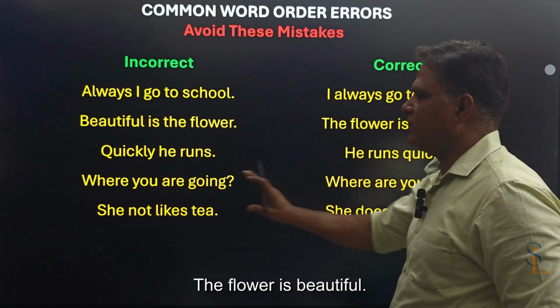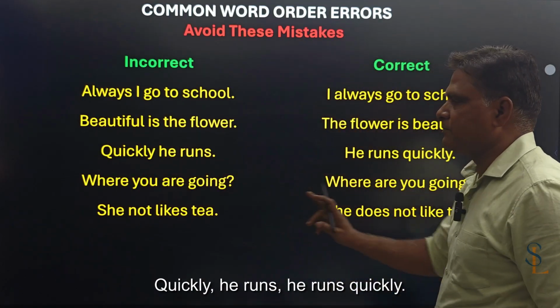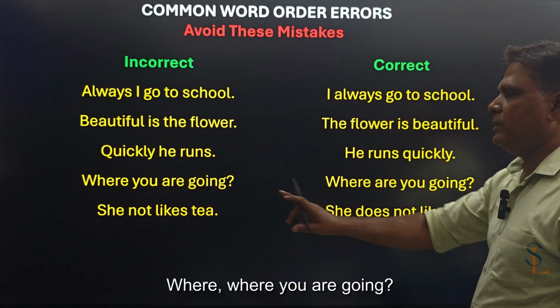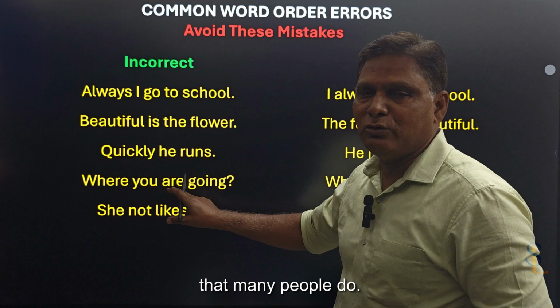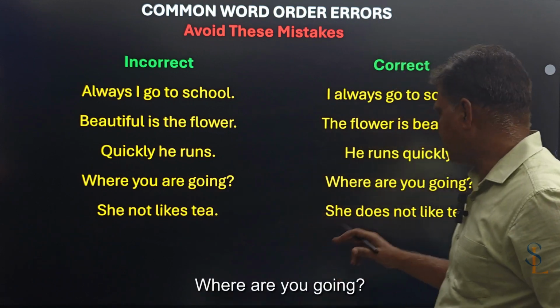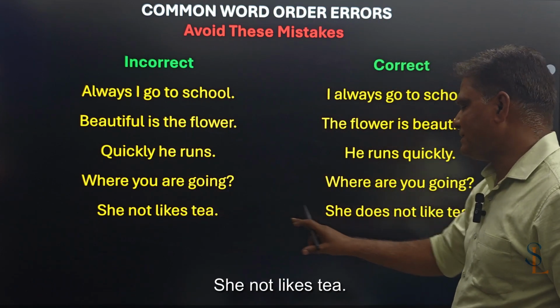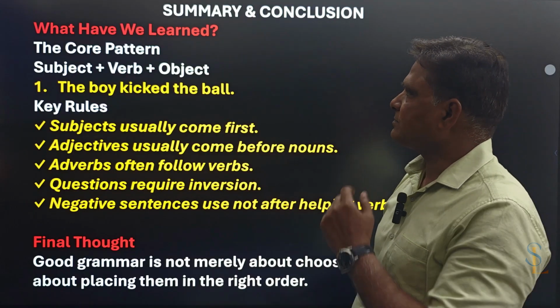The flower is beautiful. Quickly he runs quickly. Where are you going? Where you are going? No, wrong. This is the commonest mistake that many people make. Where you are going? No. Where are you going? That's the proper order. She not likes tea. She doesn't like tea.